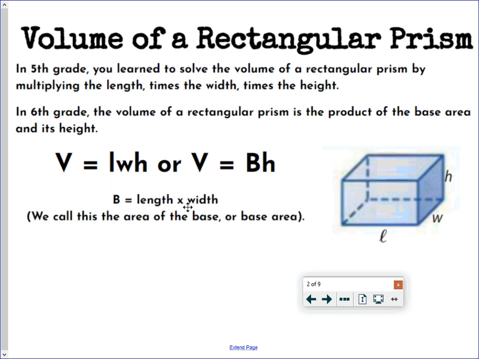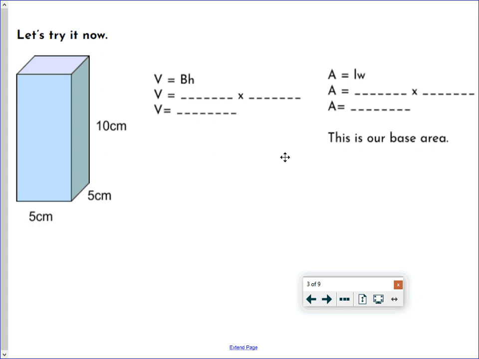So that's what the base area is, and we call that the area of the base. So here's a figure of a rectangular prism and the length, the width, and the height. Let's go ahead and take a look at an example here. So here is a rectangular prism. We're going to first find the base area, or the area of the base. So this would be our base. If I were to draw a hypothetical base there, this would be my base right here. So base area would be length times width, which is 5 times 5.